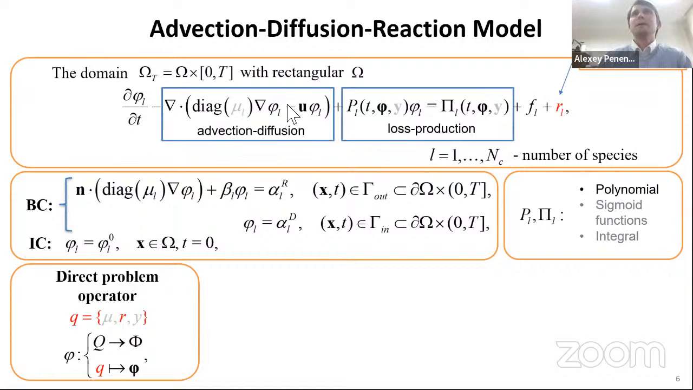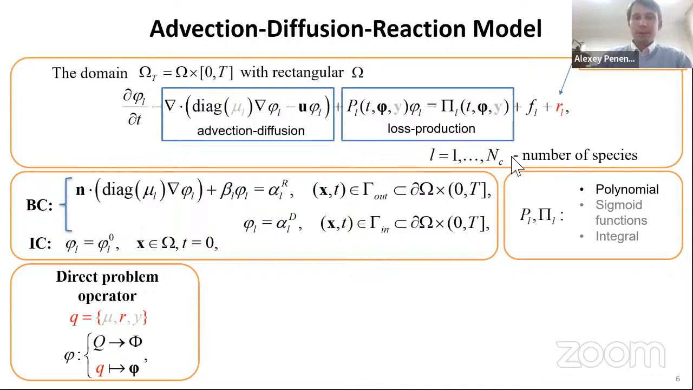These are the terms that are responsible for transfer. These terms are responsible for the reaction in so-called loss and production form. We have a number of species, NC, and the model is non-stationary in time. Also, there are initial and boundary conditions as usual. And for the loss and production operators, here we will talk about polynomials.